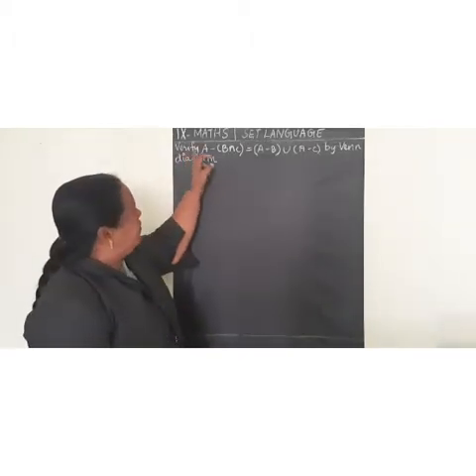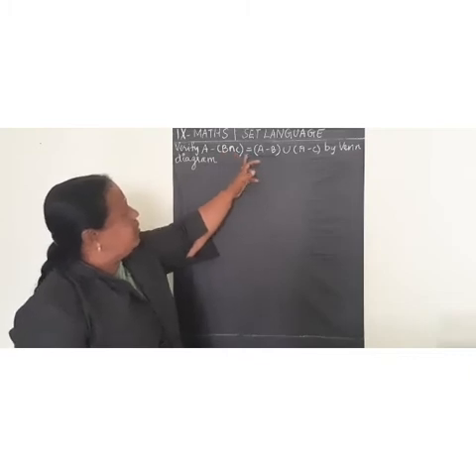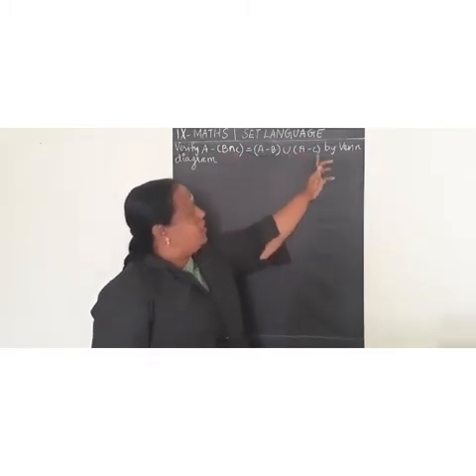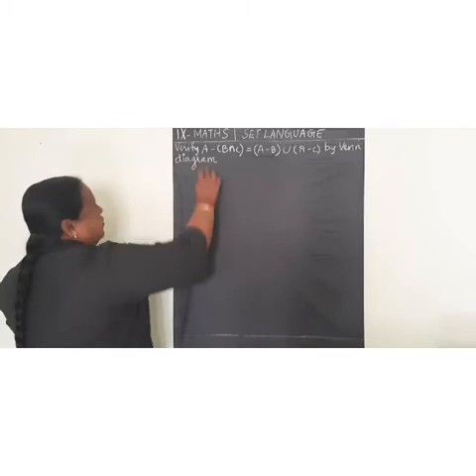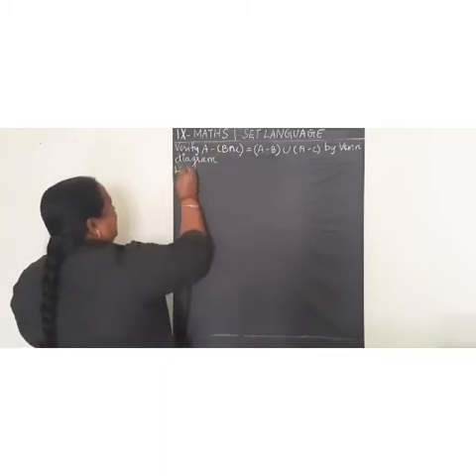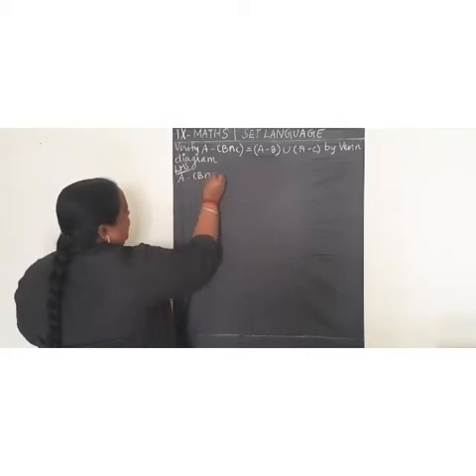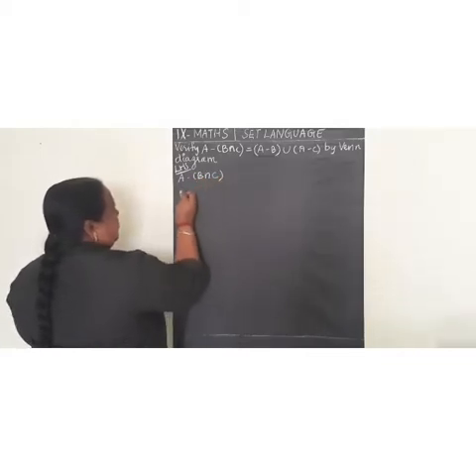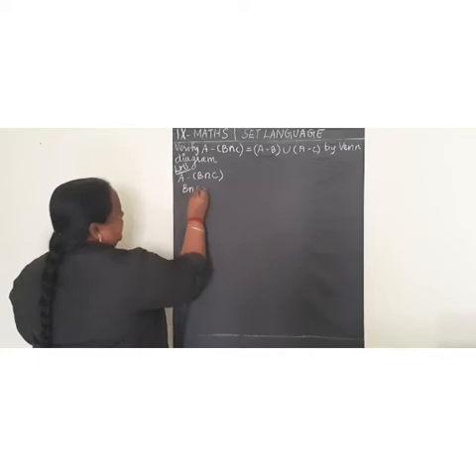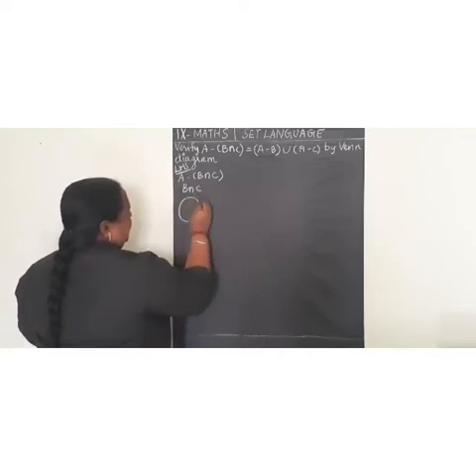Next question: verify A minus B intersection C is equal to A minus B union A minus C by Venn diagram. So first we have to take the LHS side, A minus B intersection C. First we have to find B intersection C, so we have to draw the Venn diagram.